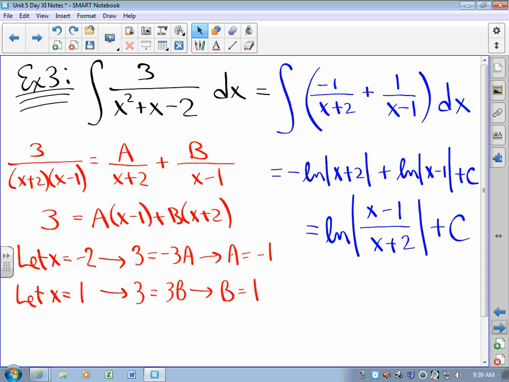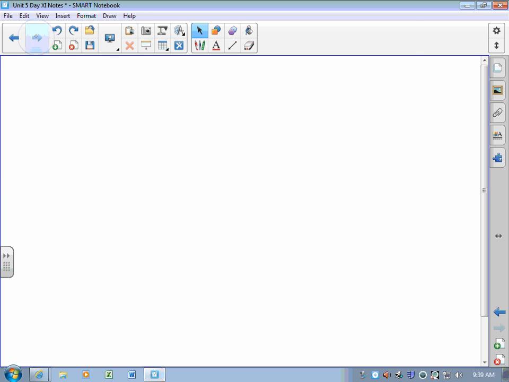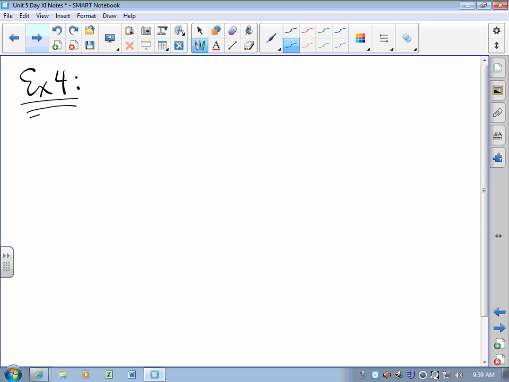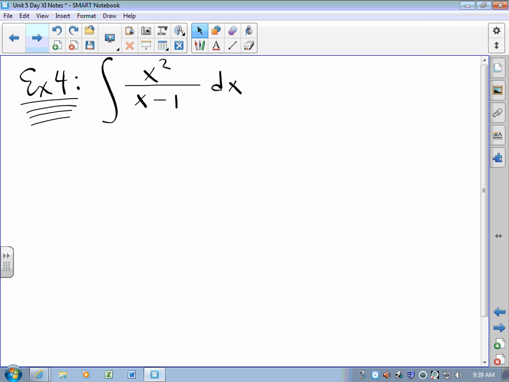Okay, well, one more. What happens if your fraction is not proper? What happens if your fraction is top-heavy? We used to call those Dolly Parton fractions. I don't know what the equivalent is nowadays. I'm old.